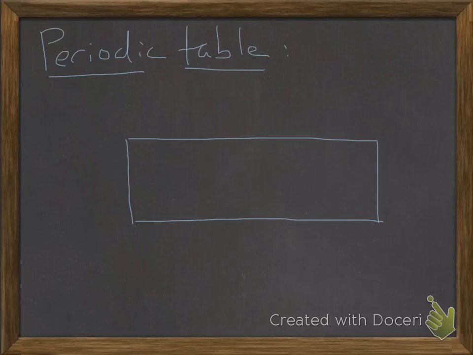How many letters in the alphabet? 26, but there's more than 26 elements. So the reason that they have two-letter ones is just because they ran out of letters. That's the only reason why. They're not trying to confuse you.